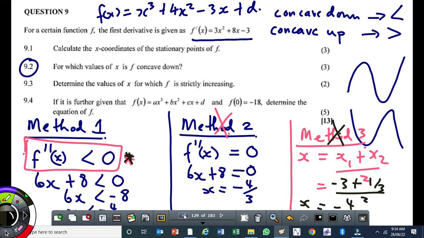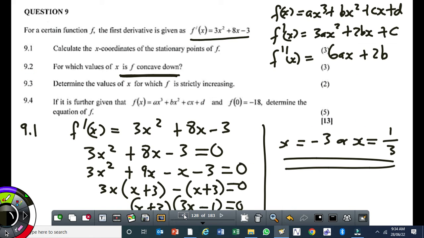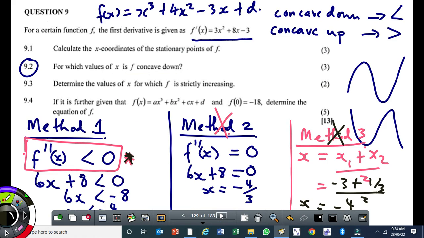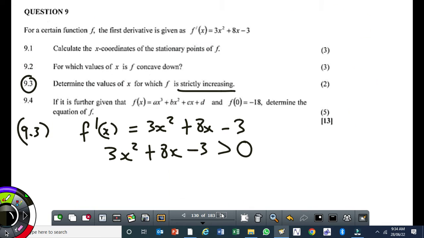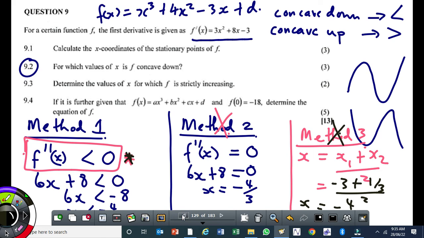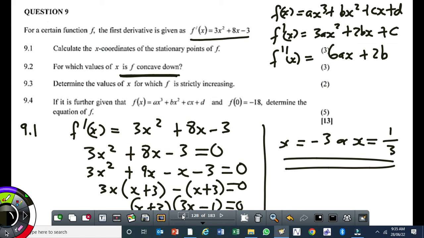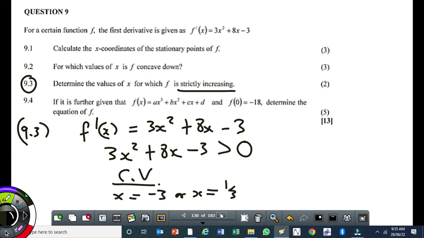The good thing is, we already solved this and we've got two x values. Remember, these two values here will be our critical values. I'll just write it CV. We have got x equal to minus 3 or x equal to a third. So we've got our critical values already from the first question.